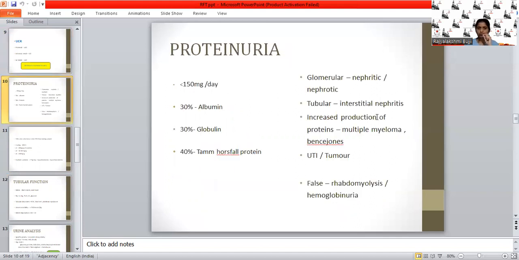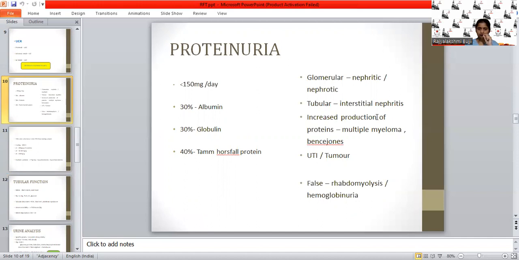Proteinuria. The normal protein level in the urine is less than 150 milligrams per day. In that 150 milligrams, 30% is albumin, 30% is globulin, and 40% is Tamm-Horsfall protein. These are the normal proportions of various proteins in the urine on a daily basis.